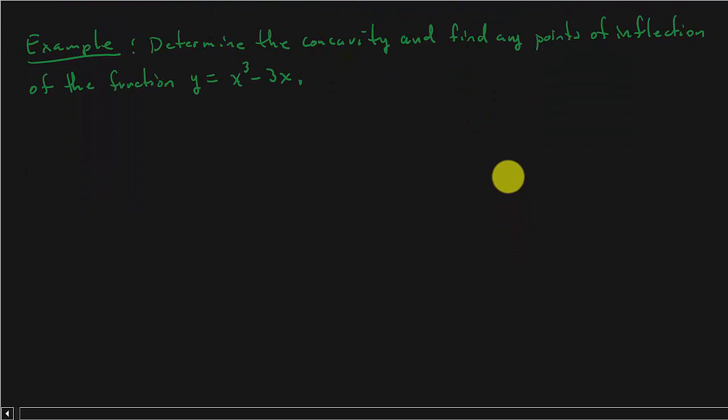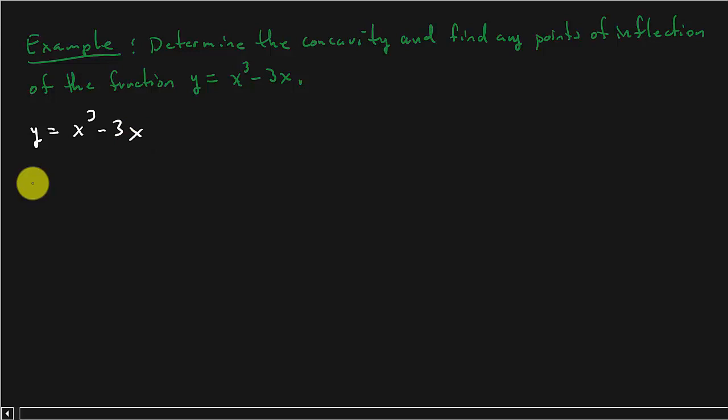In this example, all they're asking us to do is find concavity. And after this example, we'll have a couple of problems, I think 3 problems, where we actually graph and have to find all of this stuff. So determine the concavity and find any points of inflection of the function y equals x cubed minus 3x.